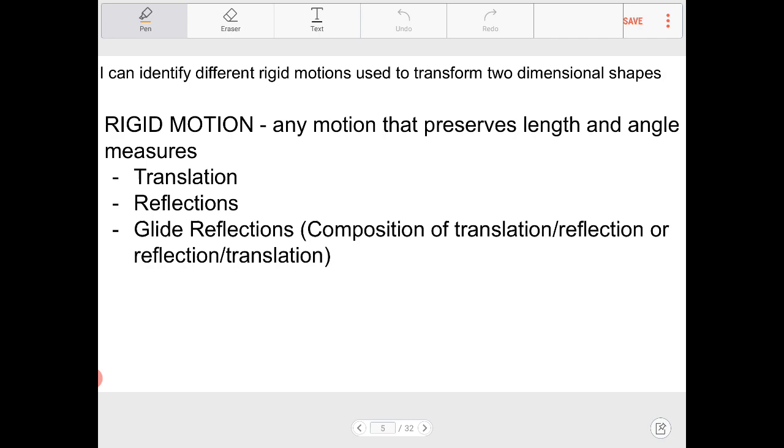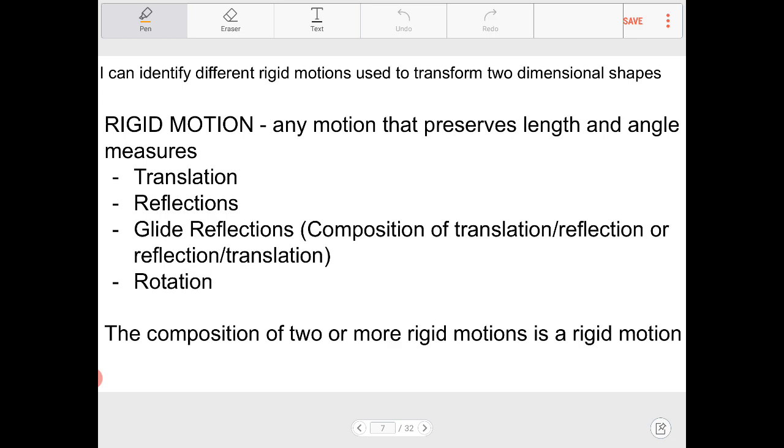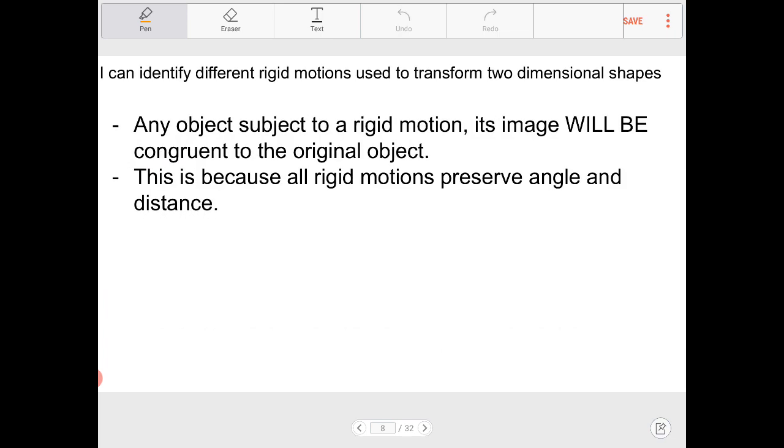And then the last rigid motion that we talked about was a rotation. In particular, we talked about rotations of multiples of 90 degrees on a coordinate grid. So all four of these are examples of rigid motions. The composition of two or more of these rigid motions still is considered a rigid motion. So any of these, when in a composition together, are considered rigid motions.